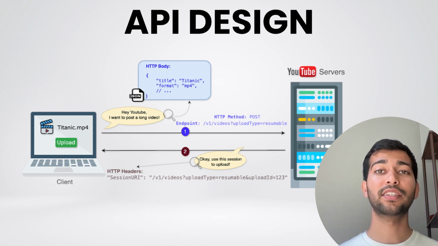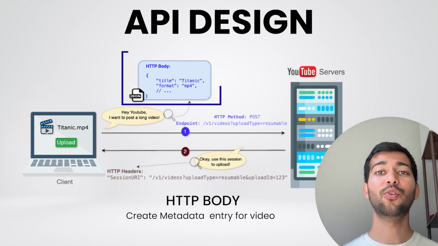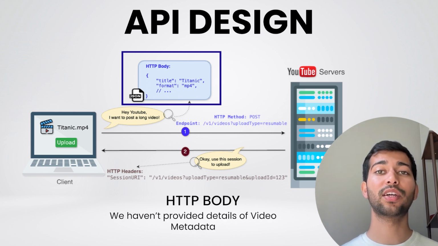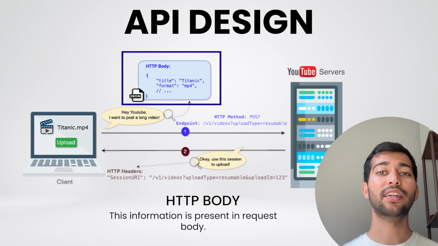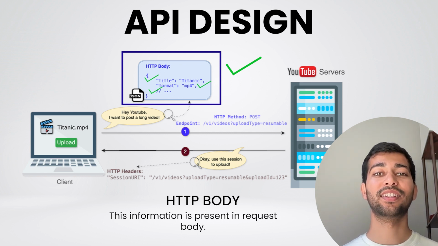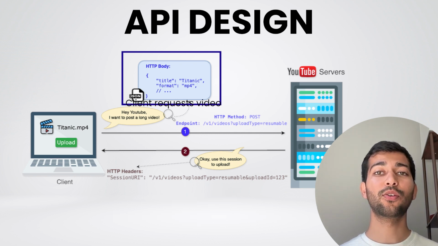Next comes the HTTP body. We have told the server to create metadata entry for the video, but we haven't provided the details of that video metadata. This information is stored in the request body. We will have details like title, format, etc. in the request body. So the overall flow until now looks like this.